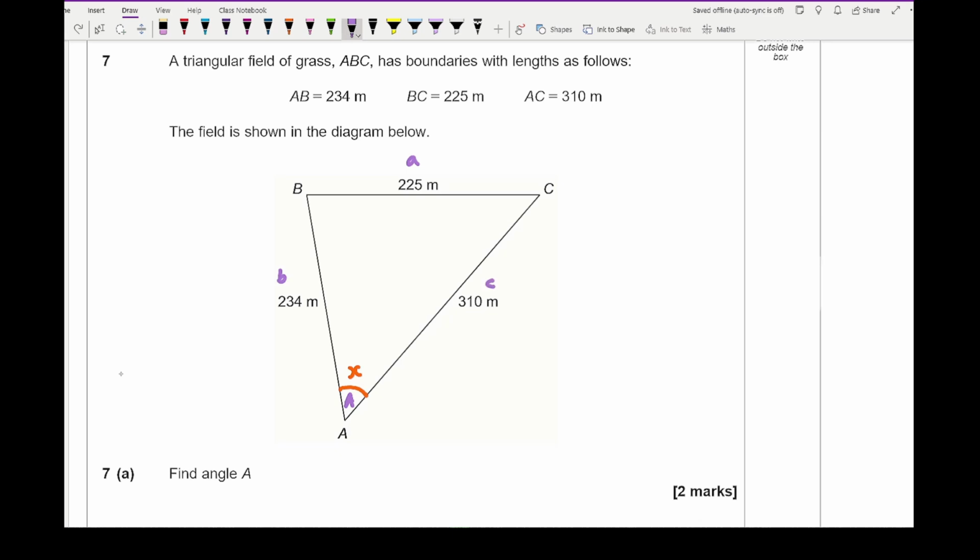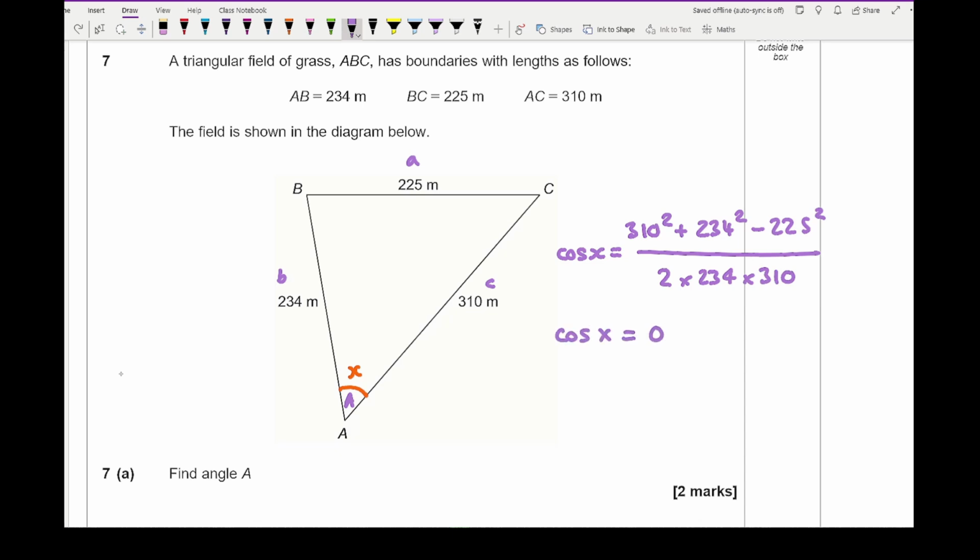Using the cosine rule, I get cos x equals 310 squared plus 234 squared minus 225 squared, all divided by 2 times 234 times 310, which I know I've got the order of those mixed up, but it doesn't really matter when we're multiplying. Simplifying all of that, we get cos x equals 0.690867, and then finding the value of x, I get 46.3 degrees, to 1 decimal place. Now if you have rounded it, always state what you have rounded it to.